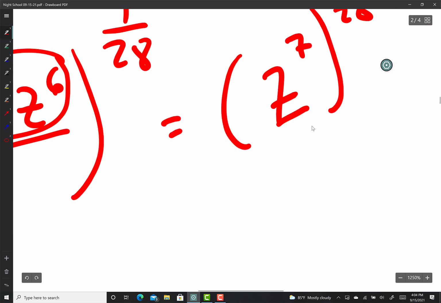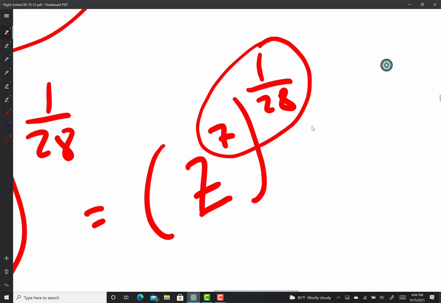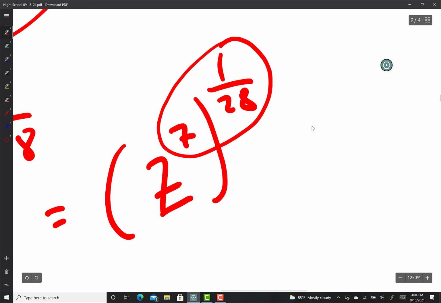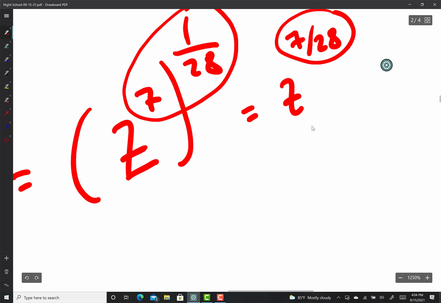Whenever you have a power to a power, and I don't want you guys to be a robot, so I'm going to tell you why. Whenever you have a power raised to a power, or an exponent to an exponent, you're going to multiply those powers. So this is z to the 7 over 28, which I know reduces. How many times does 7 go into 28? So this is z to the 1/4. And I'm going to explain in a little bit.